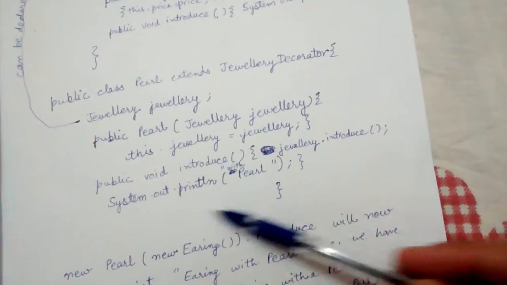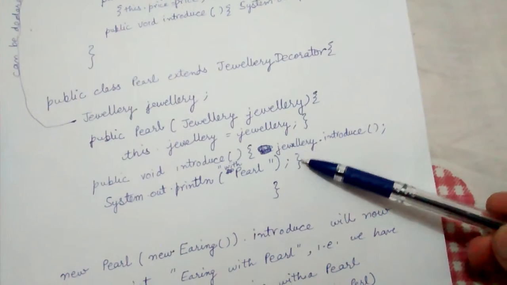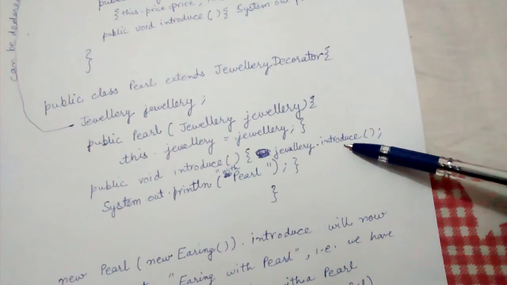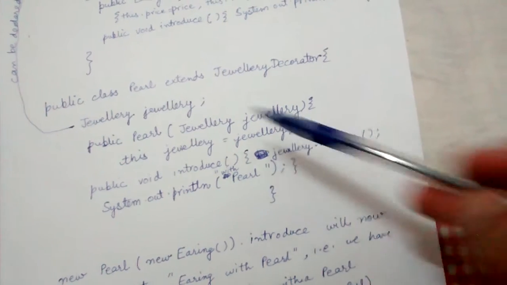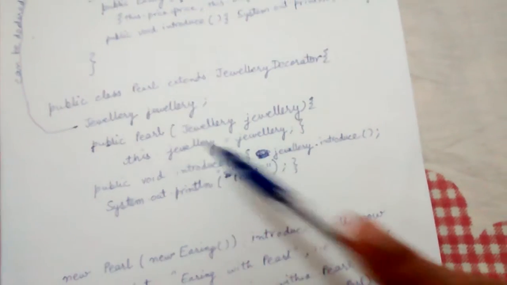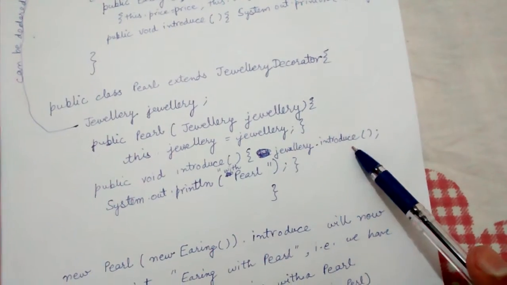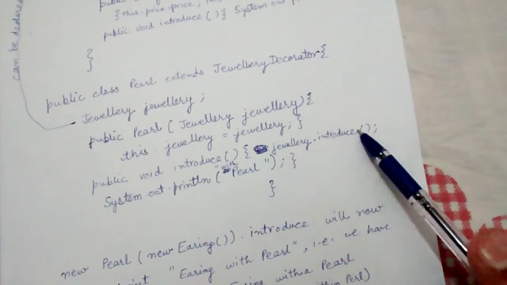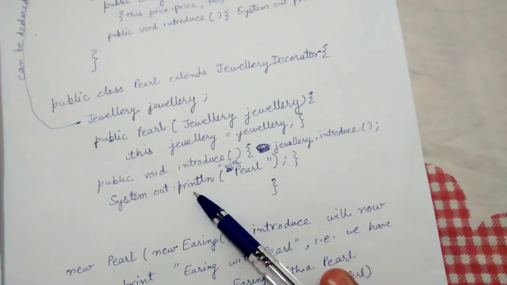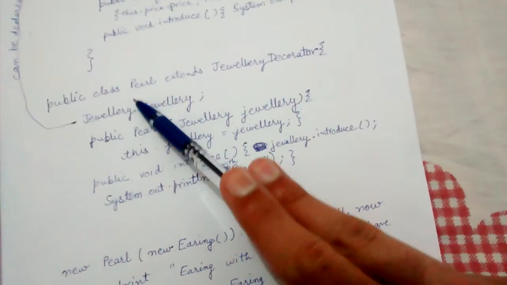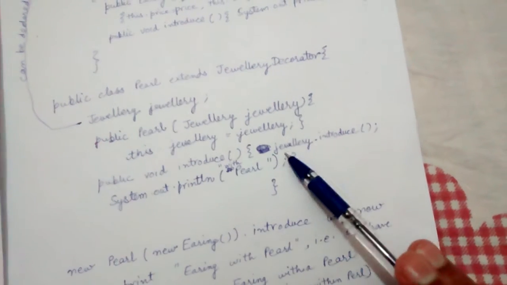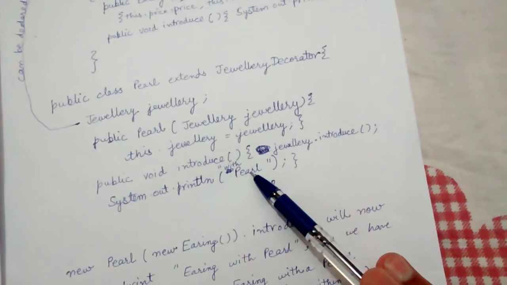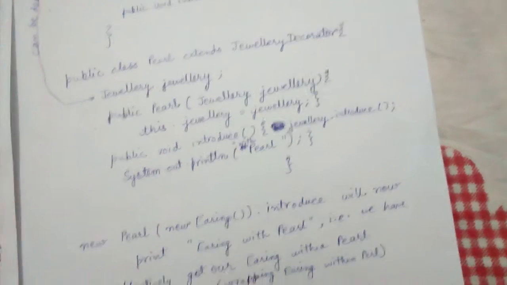All the magic happens in our introduce method. We are calling jewelry.introduce first. So whatever jewelry reference I am having, I am trying to introduce it first. So let's say I am having a pile reference. I will introduce pile first, then I will print with pearl. It's my introduction. So the plain jewelry's introduction followed by my introduction, that is the decorator's introduction.